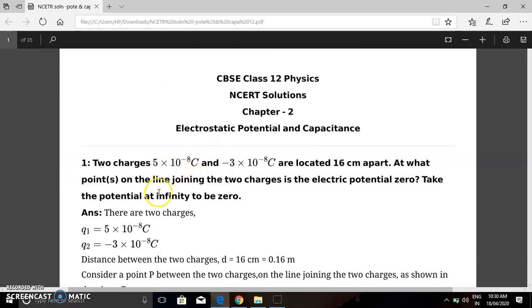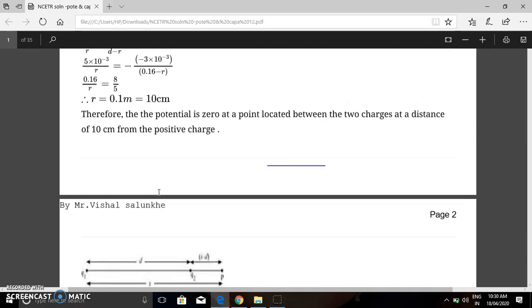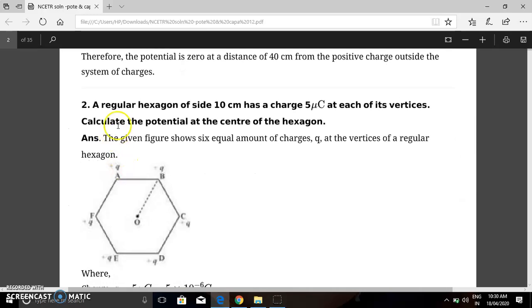So these questions you will find in your NCERT book. Now we'll move towards our second question. This is a very important question. Many times this question has come in the CBSE board examination for 2 to 3 marks.